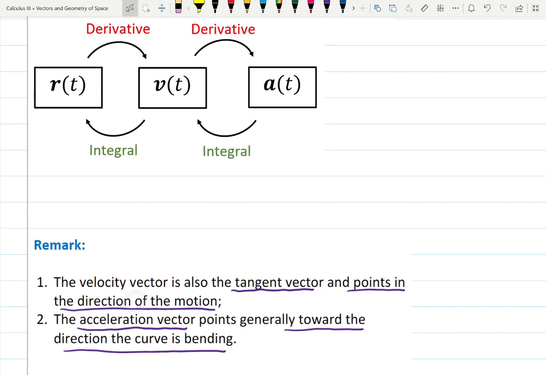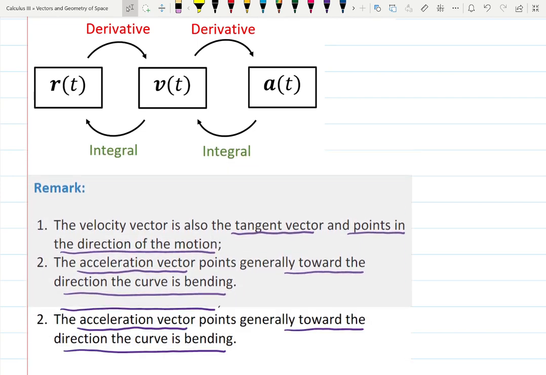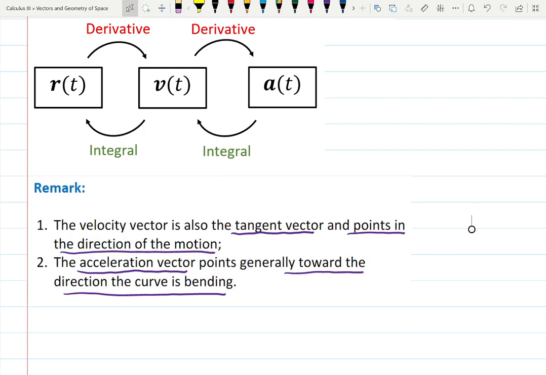Some notes. The velocity vector is also the tangent vector and points towards the direction of the motion. I already mentioned that. The acceleration vector points generally towards the direction the curve is bending. Velocity points in the same way as the direction of motion, as the tangent. But where does acceleration point? It points where the curve is bending, because acceleration depends on how fast the speed is changing. That's interesting. If the curve is like that, the tangent will be showing up. If speed is increasing, acceleration will be a little bit lower, showing where the curve is bending. That's pretty cool.